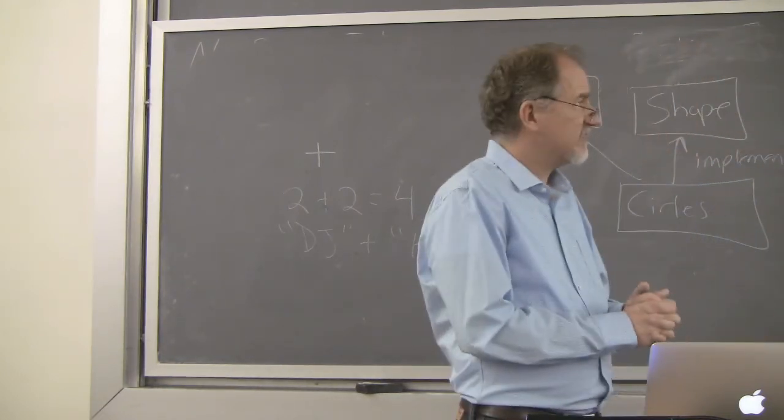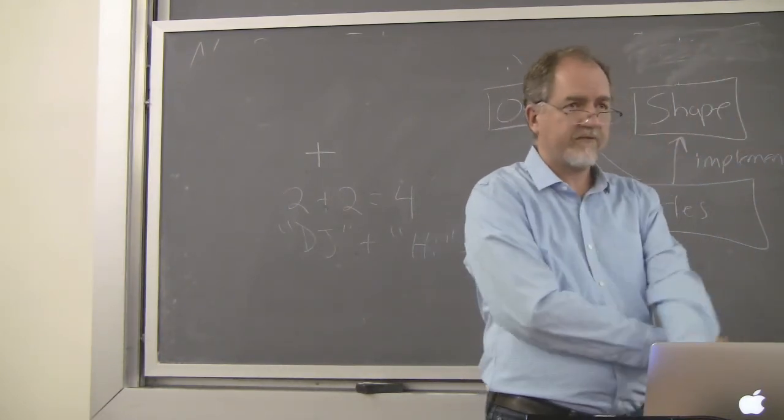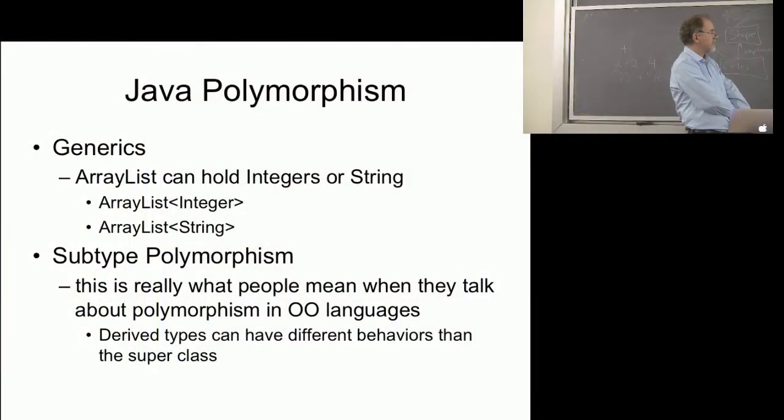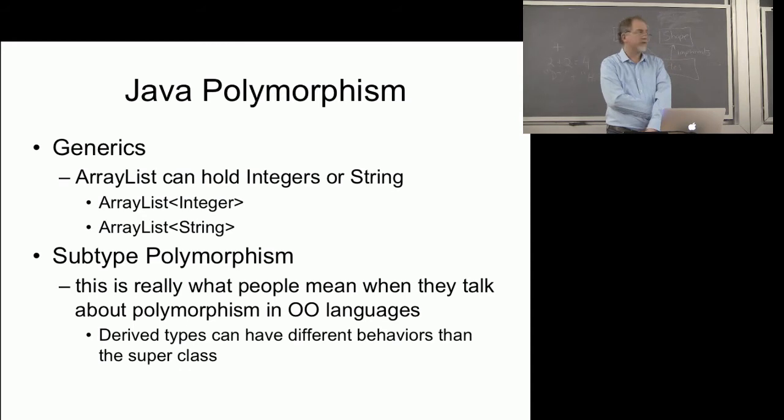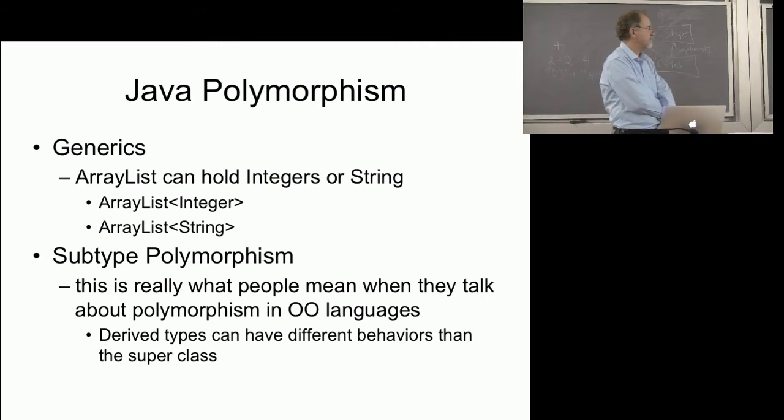When we talk about generics, that's actually a form of polymorphism. So an array list can hold integers. It can also hold strings, right? So an array list is not a thing that just does one thing. It has different forms. So that's a kind of polymorphism as well.